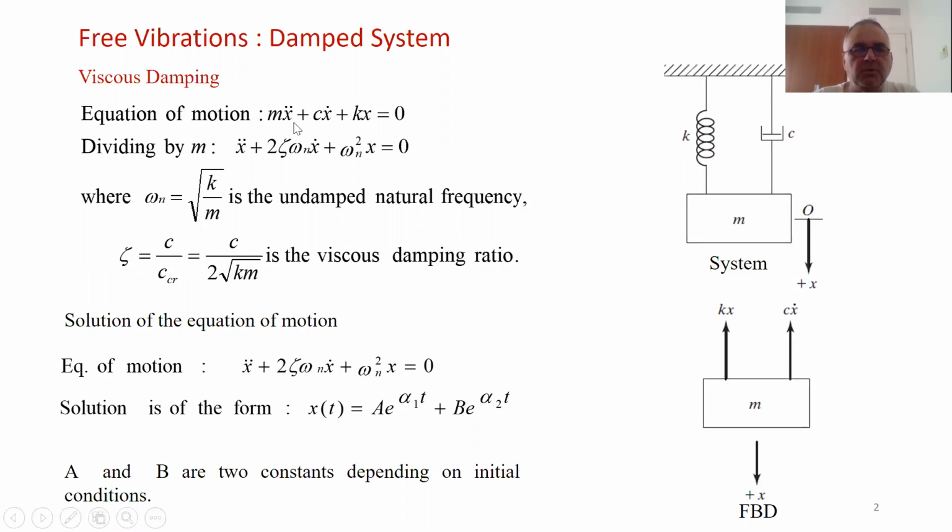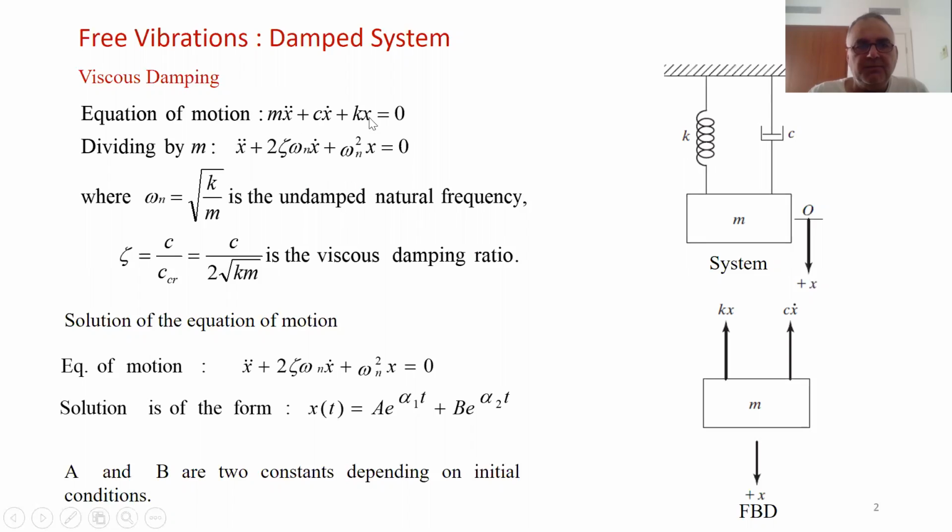So the equation of motion now contains a damping term, c x dot. What we do is we will try to find the solution to this equation when there is an initial condition given to this system. We will try to analyze it first.